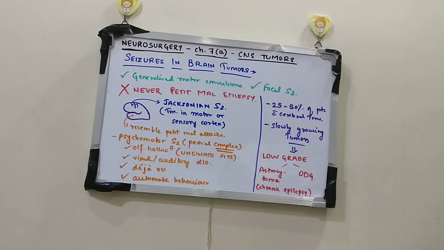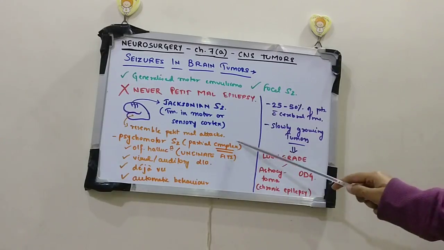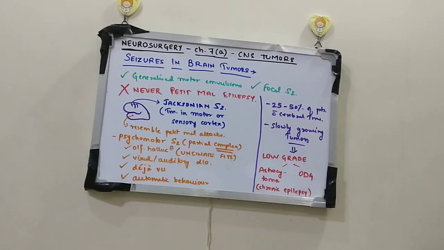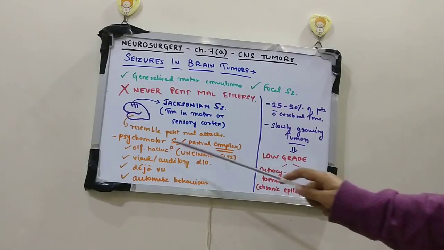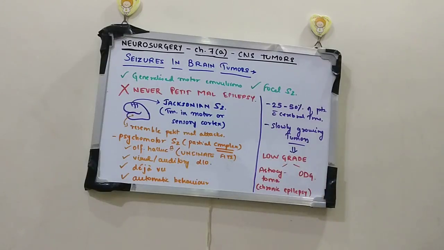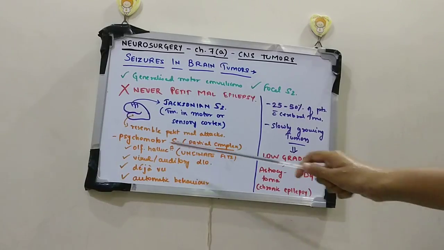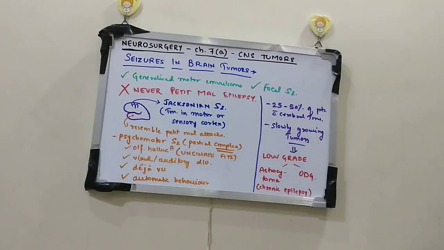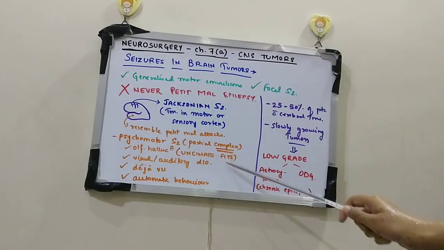Now the term partial complex is the old term. Partial seizure is when only a part of the brain is stimulated, and complex seizures are associated with loss of consciousness. So it was an old term, not used now. So psychomotor seizures are produced by temporal lobe lesions. What all are you going to see in this? You can see olfactory hallucinations. Psychomotor seizures may be associated with olfactory hallucinations. If they have olfactory hallucinations, it is known as uncinate fits.